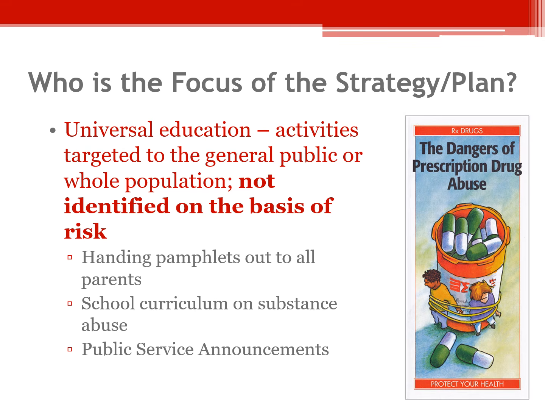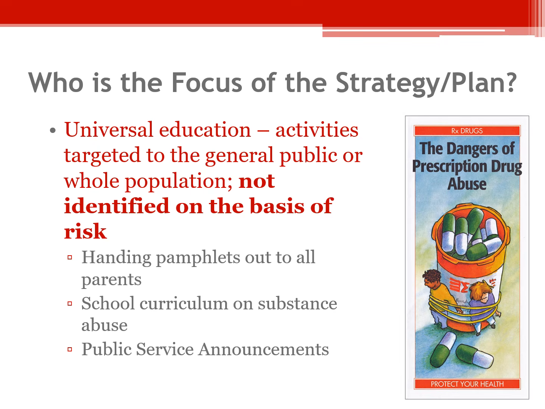The first U on the USI model is universal. And with universal education, we're talking about activities targeted to the general public or the whole population of a particular region. These are people who are not identified on the basis of risk. Therefore, nobody is being singled out for this education.